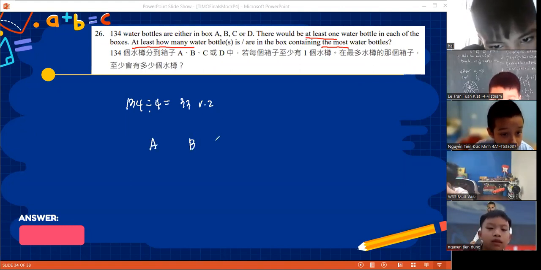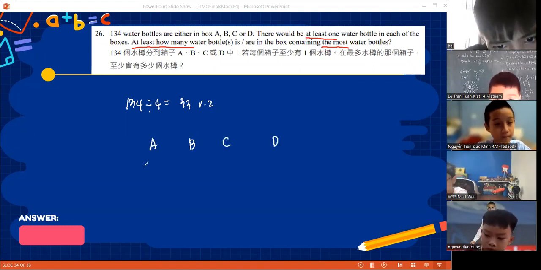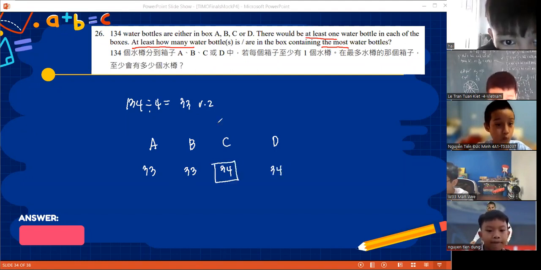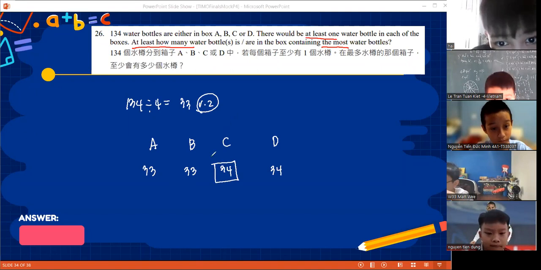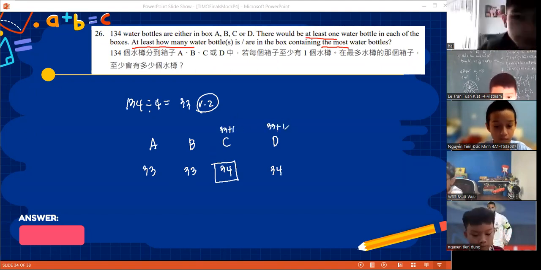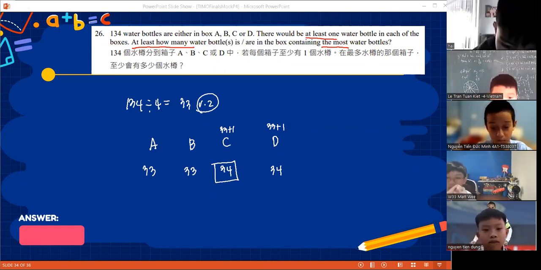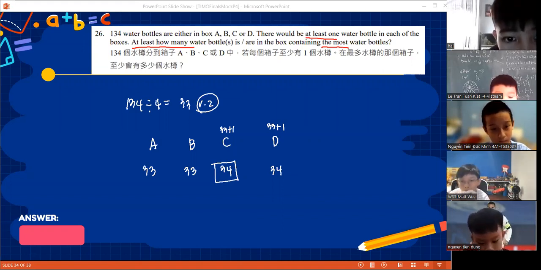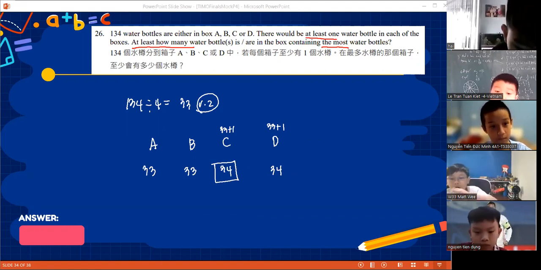So A, B, C, D. This will have 33, this will have 33, then this will have 34, and this will have 34. So the answer here is 34 because of the remainder 2. This is 33 plus 1 and 33 plus 1. Not 35, because it's asking for the least number of water bottles in the box with the most water bottles. It's only 34 and 34, meaning you must distribute it properly.